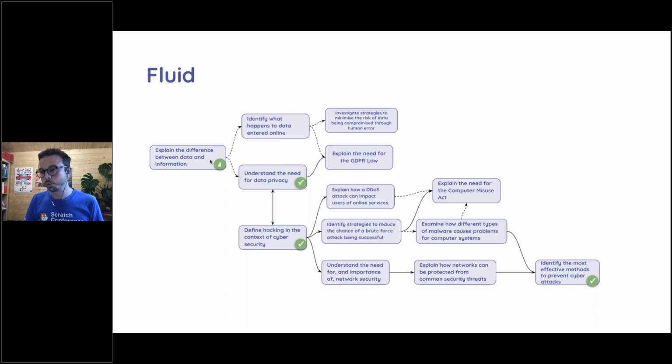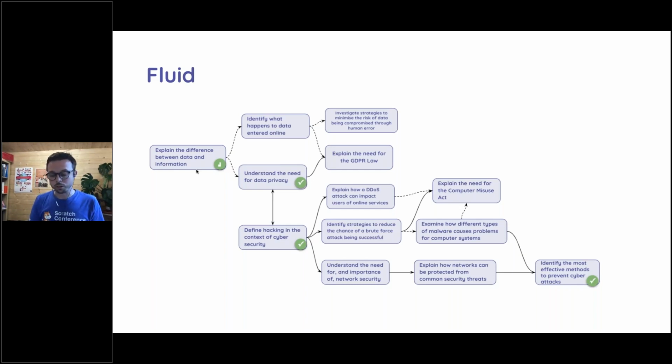And if we look at the first one, explain the difference between data and information. This unit is heavily focused on the value of your data and why it's important that you understand that value, because companies profile it and turn it into information. So it's not actually essential for them to understand the difference between data and information, but clearly it's going to be really helpful when we talk about data privacy and what happens to information once you put it in online.